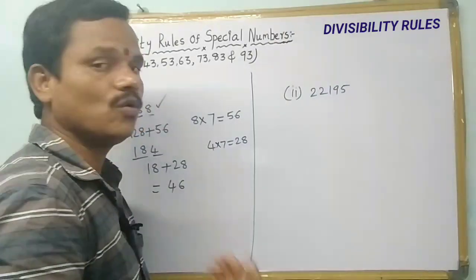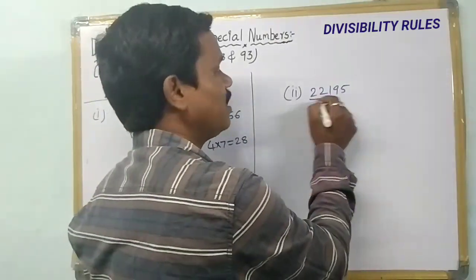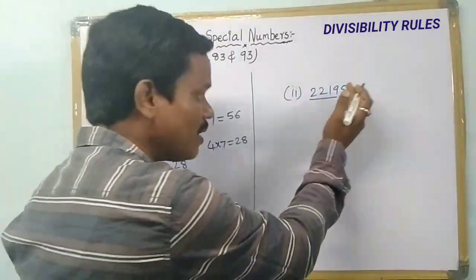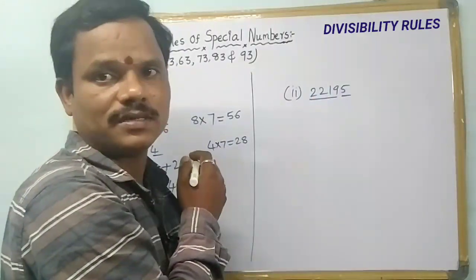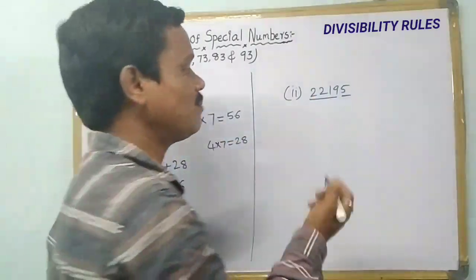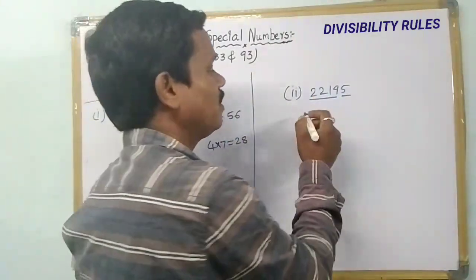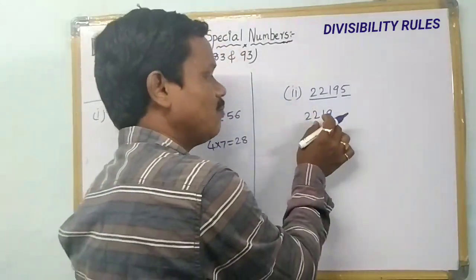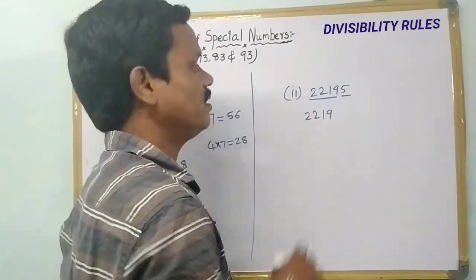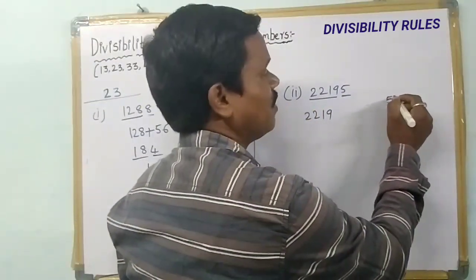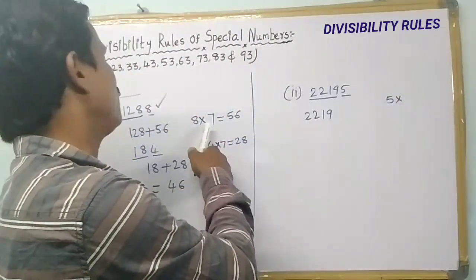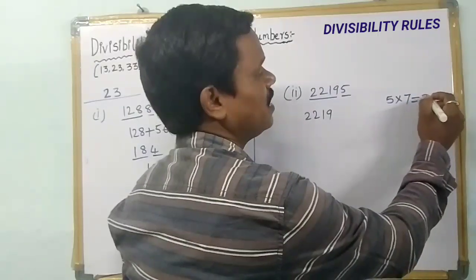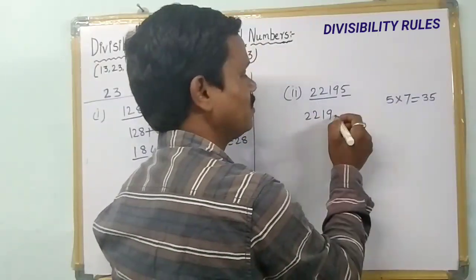Now what is the rule? Divide the given number into two parts. The last digit 5 is the first part and the remaining digits are the second part. The first step is over. Now step 2 in the divisibility rule of 23: write 221, the second part. Now what is part 1? 5. Part 1 is multiplied by which number? 7. 5 times 7 is 35. Now add to the second part.